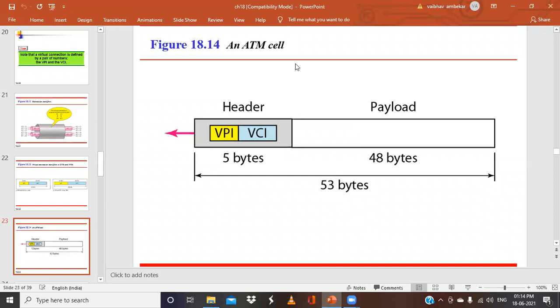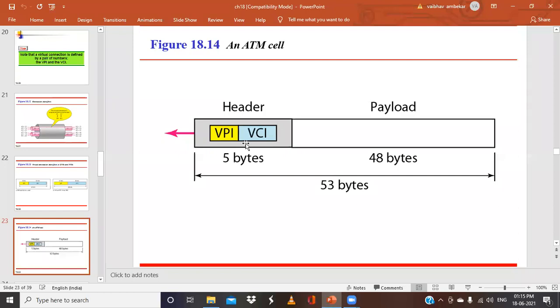Shubham, do you have any doubts? So it can accommodate 48 bytes of information, and the remaining 5 bytes is meant for the header information, which consists of the VPI and VCI.